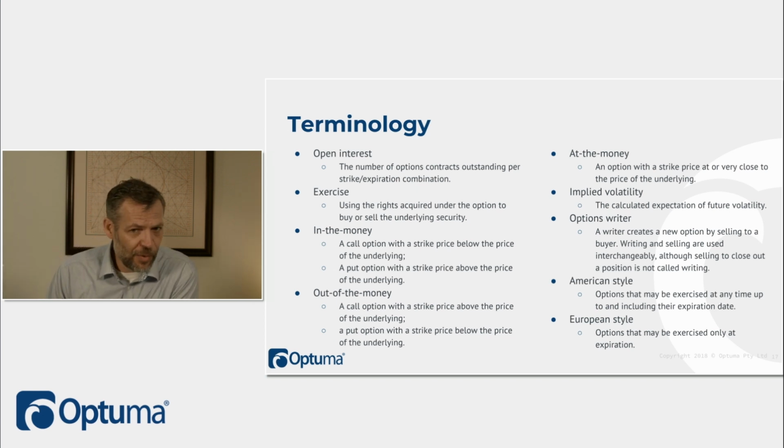Out of the money means that we're not going to make money unless we can convince someone to buy it from us for its time value. At the money, strike price is at or very close to the price of the underlying. Implied volatility is the calculated expectation of future volatility. Now, implied volatility is usually calculated from an analysis of the puts and the calls. And we talk a lot about that in the next chapter in the course. So we'll talk more there.